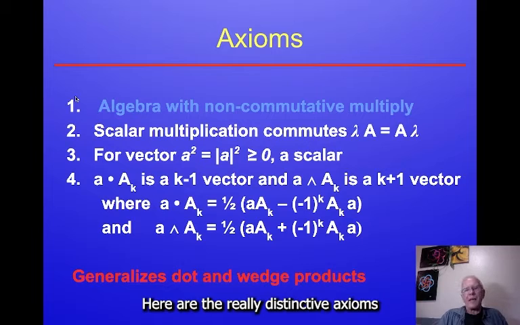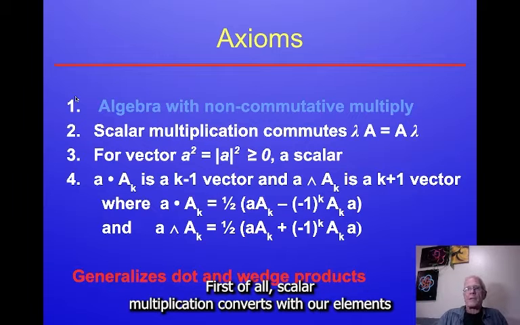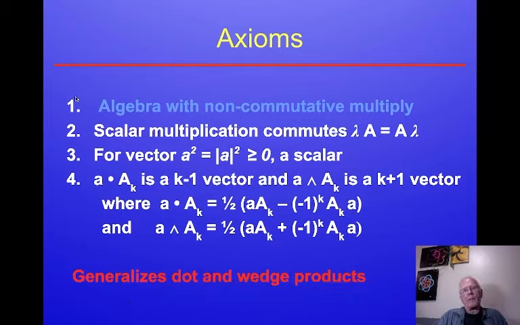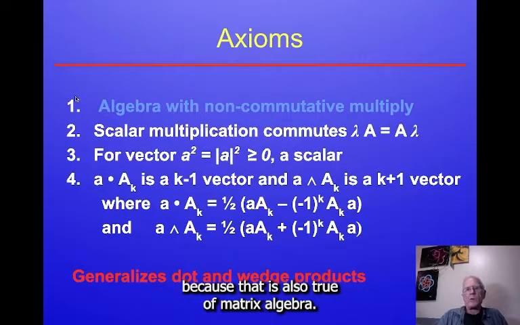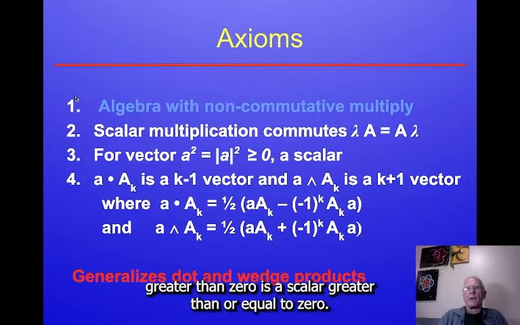Here are the really distinctive axioms, and it's amazing that we only have 3 of them. First of all, scalar multiplication commutes with our elements. Of course, that is also true of matrix algebra, but this is worth specifying. Number 3, for any vector, just a vector, its square is a scalar greater than or equal to 0.